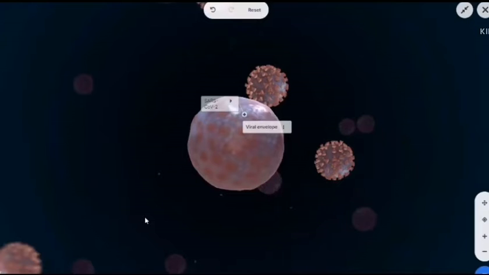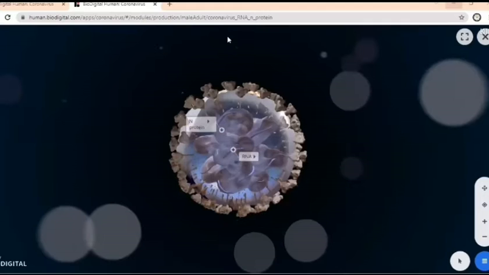It's a fatty layer and worth noting that in contact with soap, it will break down, killing the virus. And this is the reason why hand washing with soap is so important to prevent the spread of this virus. So guys, always remember to wash your hands, okay?